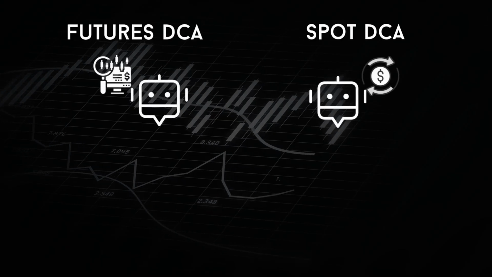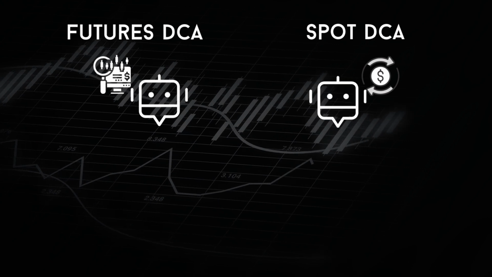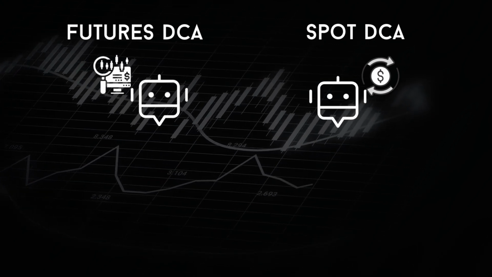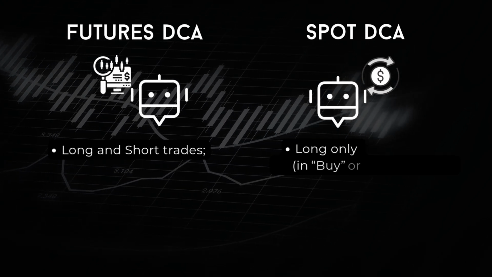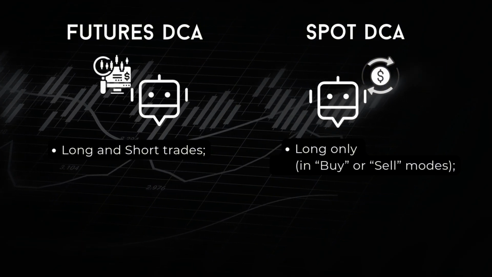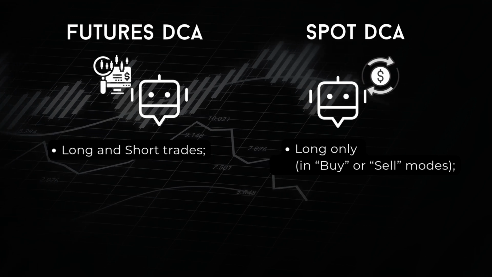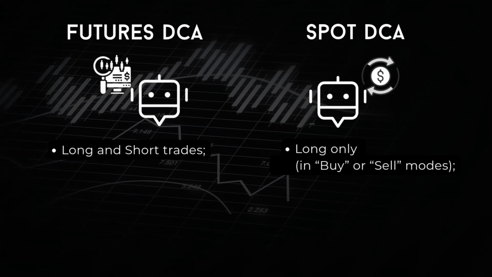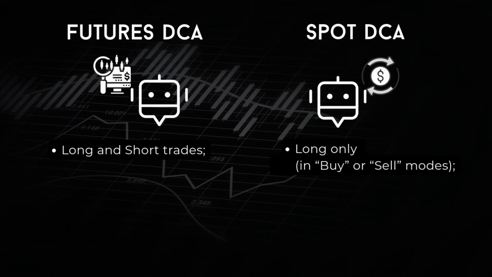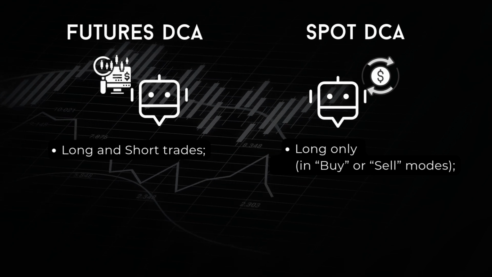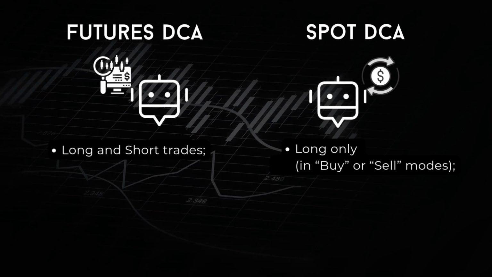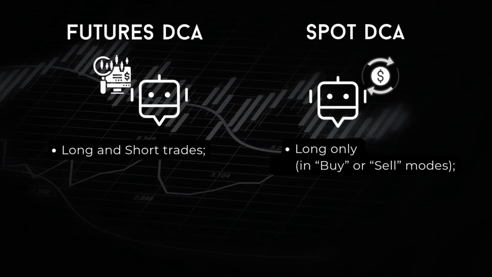So, there are a few differences between spot and futures DCA bots. First of all, futures DCA can enter both long and short trades. The spot version, on the other hand, is purely long biased, but you can run it in two different modes. In the buy mode, it uses the basic algorithm we described already, but if you already have some amount of the underlying asset, you can run it in the sell mode, in which it will gradually sell the asset, and then when the market pulls back, buy it again.